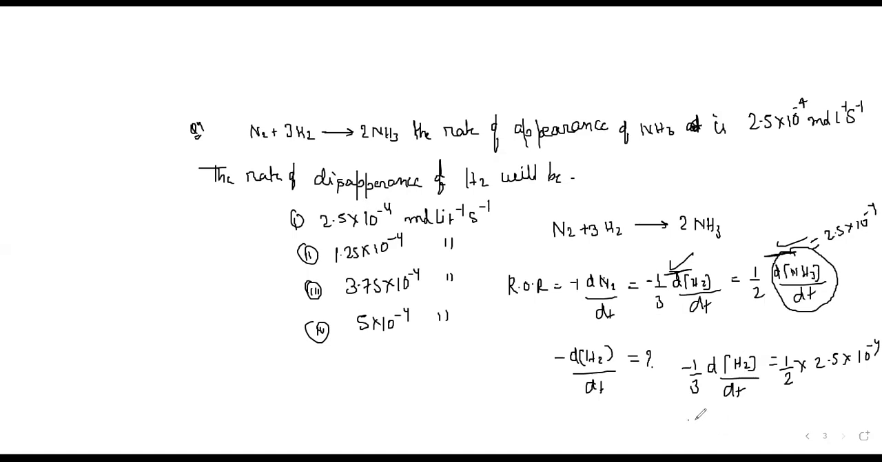So the rate of disappearance value will be dH2 by dt. This will be cross multiplication, meaning 7.5 into 10 to power minus 4 divided by 2. If you see the options, the third option will be the correct one. Very good, keep it up.